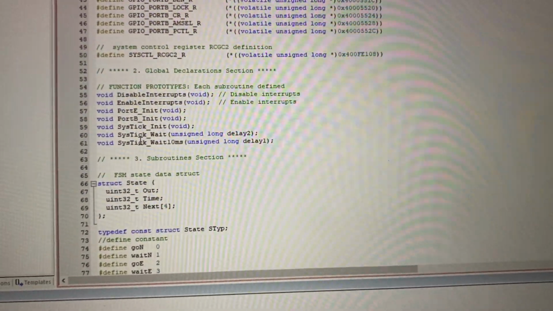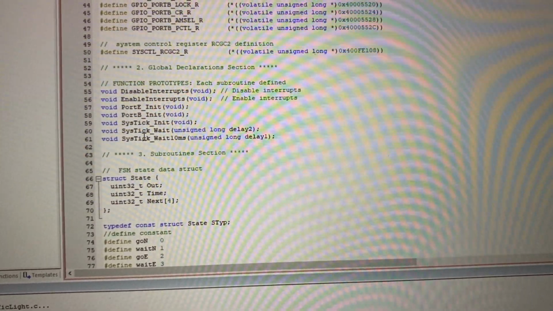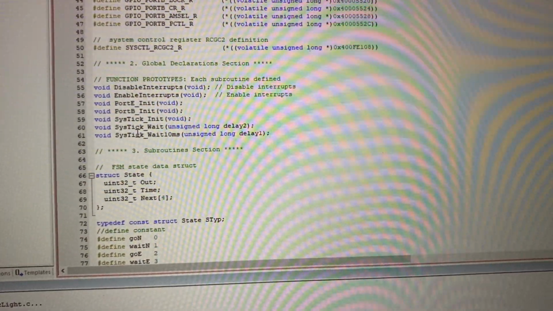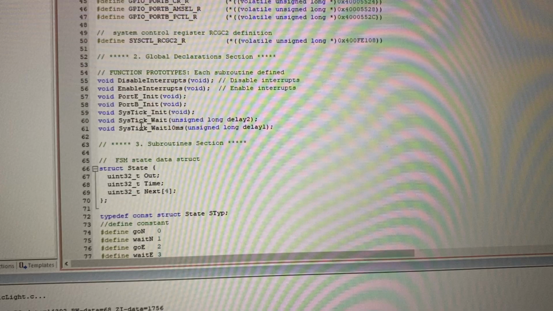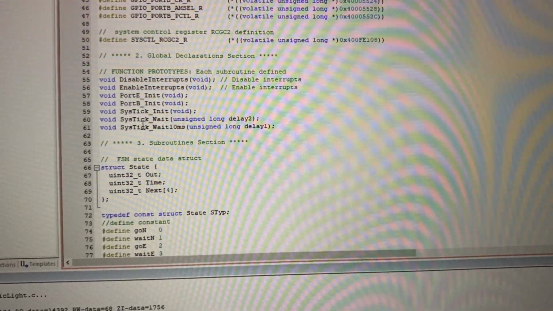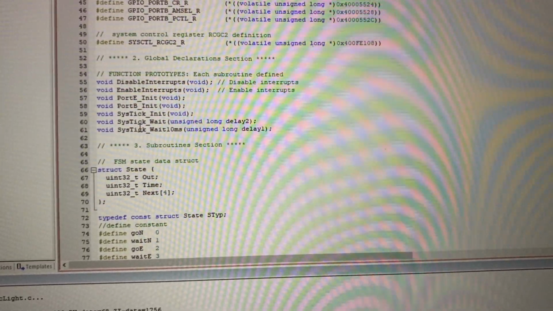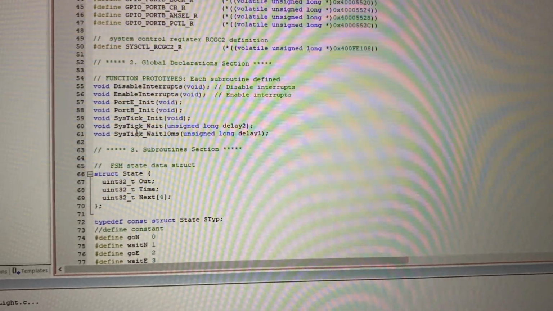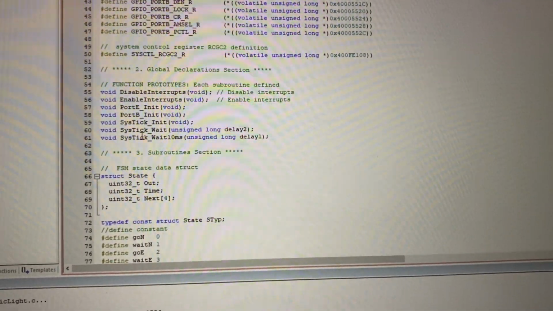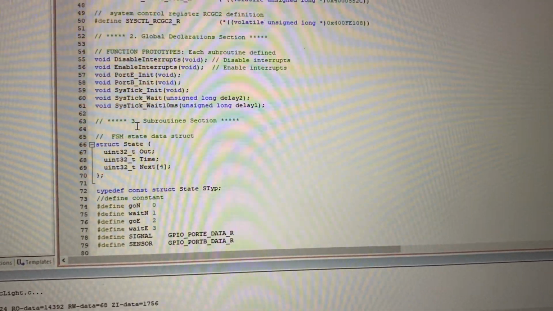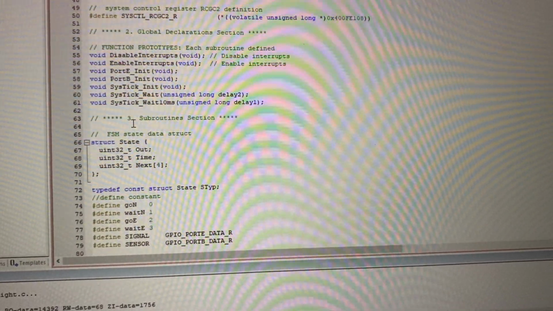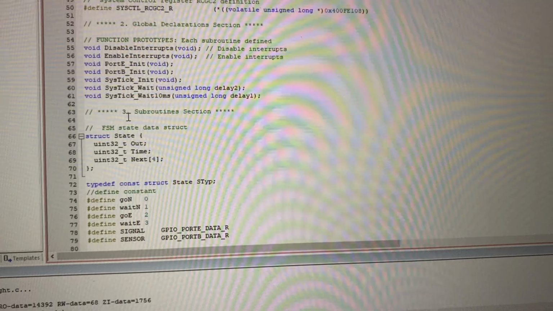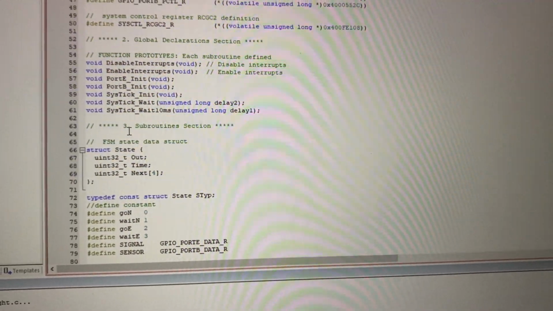I also have several modules here, or several functions. Disable interrupts, and enable interrupts, obviously. Then I also have port E init and port B init, which initialize the ports for the lab, both of them being port E and port B. SysTick init is going to initialize the system clock, which is then going to be used by SysTick wait and SysTick wait 10 milliseconds to act as delays for the lab.